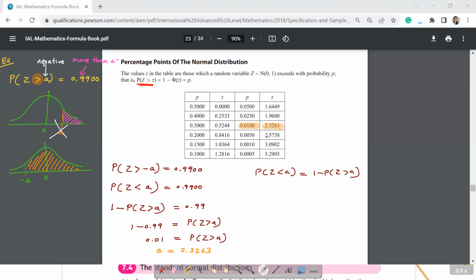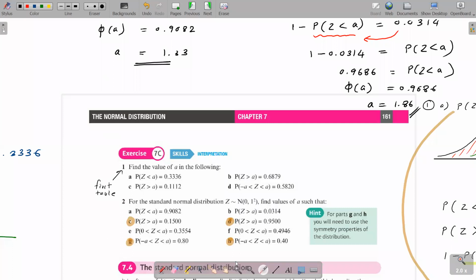Coming back to our sum. What was our sum? Given probability Z is greater than A is 0.99. This was the sum, and we identified at the very beginning that A is negative. So A, the value that we require, equals minus 2.3263. So this is the A value you require. Okay, guys, so that's done.